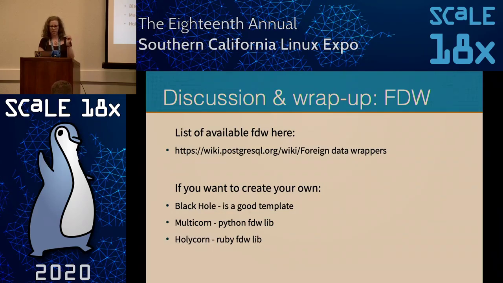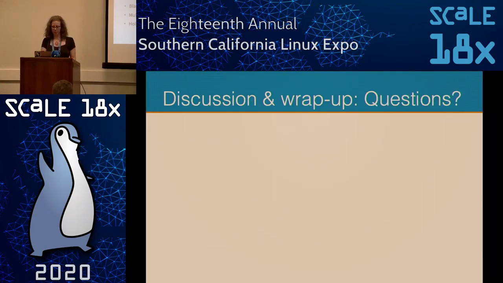We've seen the list already. If you want to create your own foreign data wrapper, the black hole foreign data wrapper is a pretty good template. It doesn't actually do anything. And multicorn and holycorn are some libraries frameworks you can use to write your own if you're into Python or Ruby.